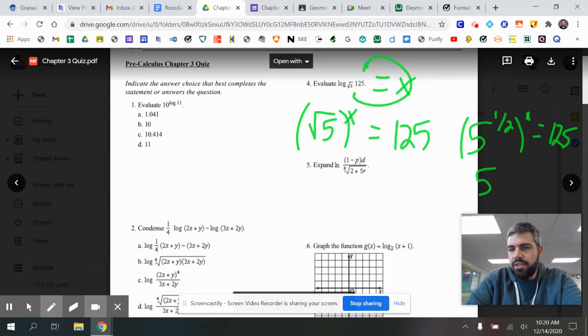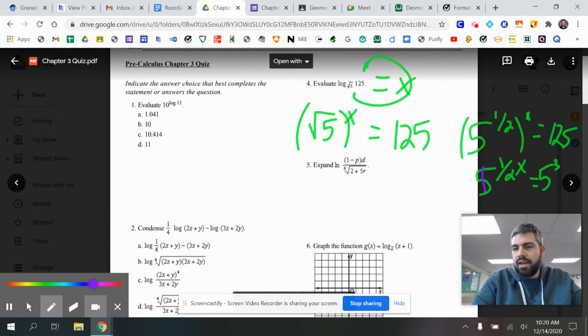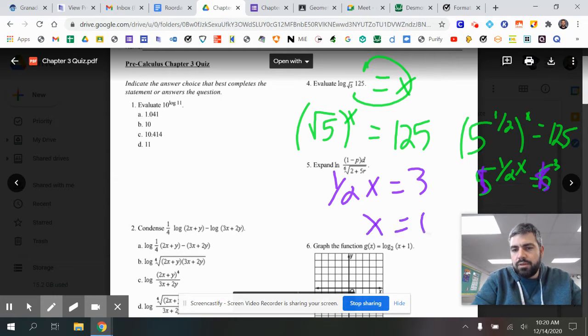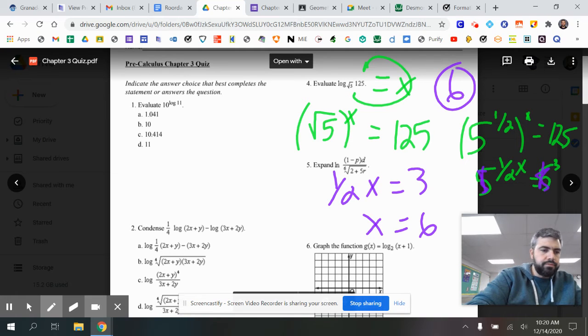Now, this is really the same as 5 to the 1/2 x is equal to, and I can rewrite 125 as a power of 5, right? And that would be 5 to the 3rd. Okay, so 5 times 5 times 5 is 125. And so notice I both have base 5. So I can then say that if the 5's go away, right, I really just have 1/2 x is equal to 3, which means x is equal to 6. So if you wanted to evaluate this right here, your answer would be 6. Okay?